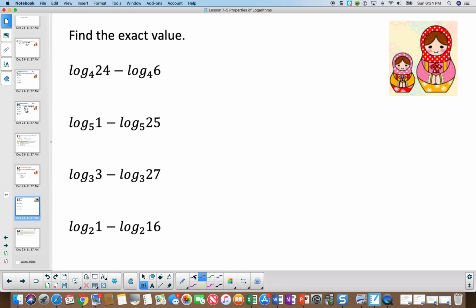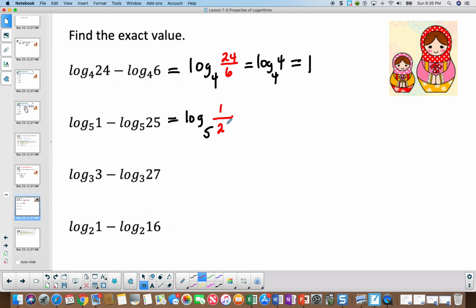All right, let's go ahead and find the exact value. Since they both have the same base, this will be log base 4. And I'm going to take both of these, 24, and divide it by 6. So the difference is dividing. And then this is going to be log base 4 of 4, and I know that simplifies to 1. Now this will be log base 5, and it's going to be 1 over 25. And that's the same thing as log base 5 of 5 to the negative 2 power. These undo each other, and therefore the answer is negative 2.